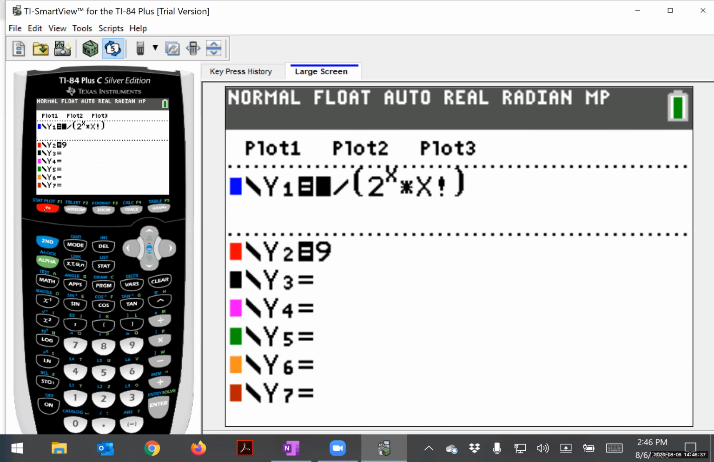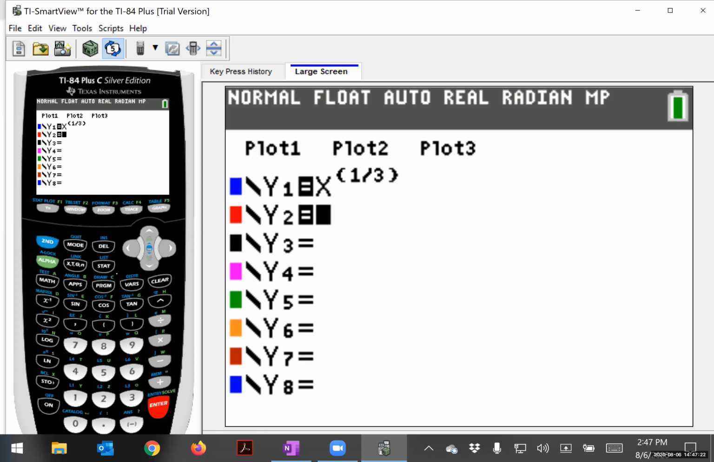Okay, y equals. I'm going to go clear, and I'm going to enter the cube root of x, so x to the 1/3. Okay, so x raised to the 1/3. Does that work? Maybe? No? To the parenthesis, 1 divided by 3. Okay, enter that guy. And then clear.